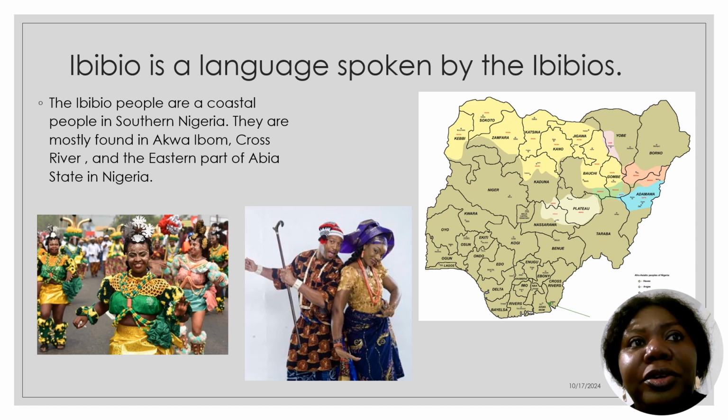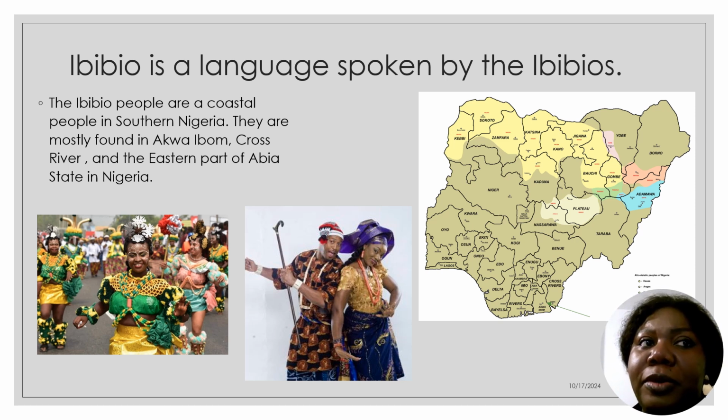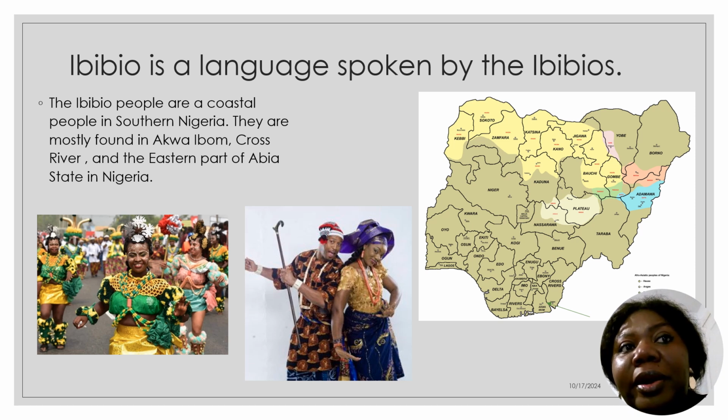I'm going to briefly tell you about Ibibio language. Ibibio is a language spoken by the Ibibios. The Ibibio people are a coastal people in southern Nigeria. They are mostly found in Akwa Ibom State, Cross River State, or some parts of Abia State. So if you look at the map of Nigeria, where that arrow is pointing, just along the Atlantic coast there.